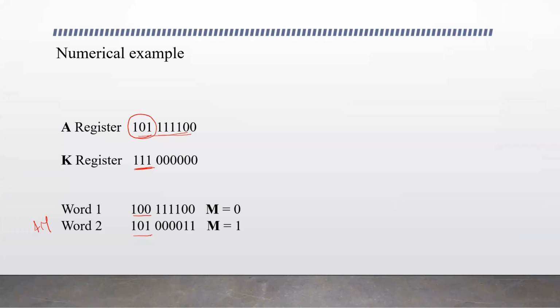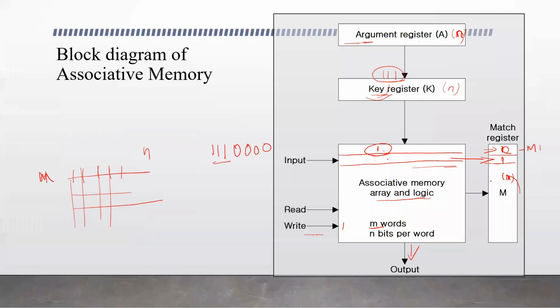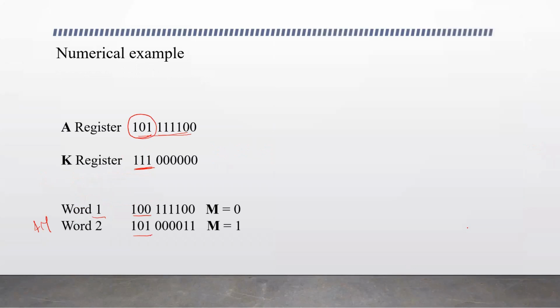words in the memory. If you take the first word, word 1, here it is 101 and here 100, so it is not matching. We have a match register, as we discussed. The bits are set to 1 or 0. For the first word there is a match bit in the match register, and for the second word in memory we also have a match bit in the match register. That bit is set to 0 if there is no match. And word 2, if you compare this 101 with the argument register, which is 101, it is matching. The bits are the same. So M is set to 1.